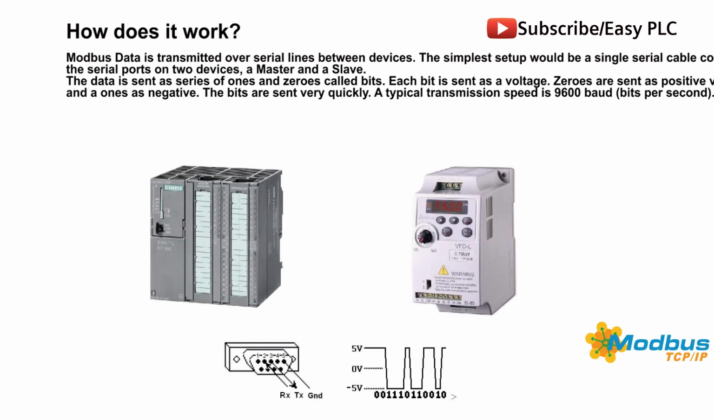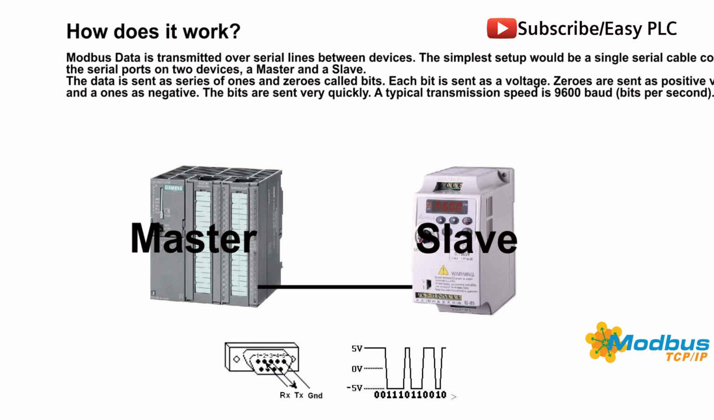How does it work? Modbus is transmitted over serial lines between devices. The simplest setup would be a single serial cable connecting the serial ports on two devices, a master and a slave. The data is sent as a series of ones and zeros called bits. Each bit is sent as a voltage. Zeros are sent as positive voltages and ones as negative. The bits are sent very quickly. A typical transmission speed is 9,600 baud, bits per second.